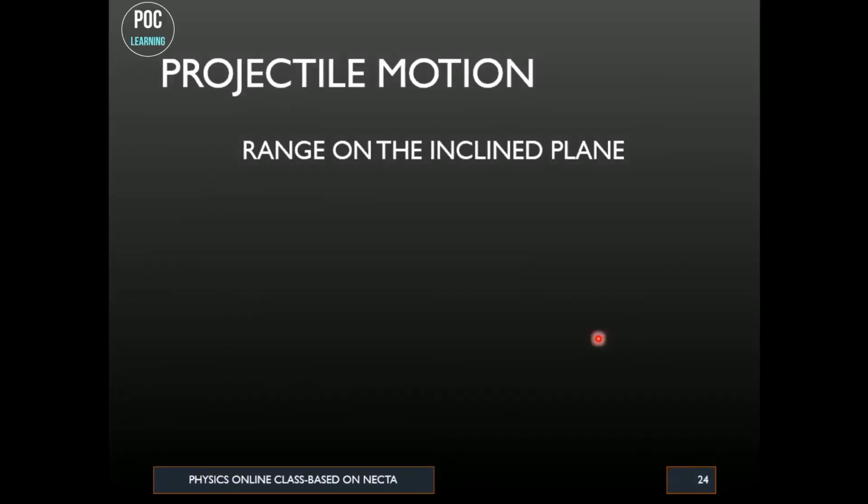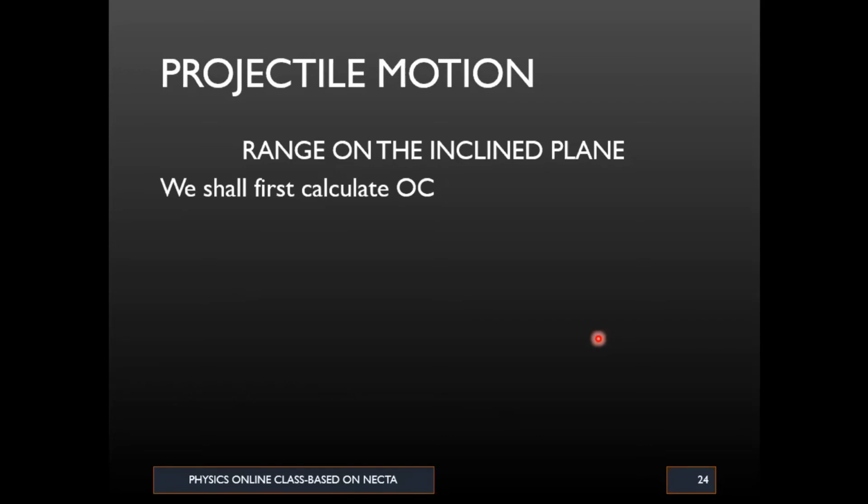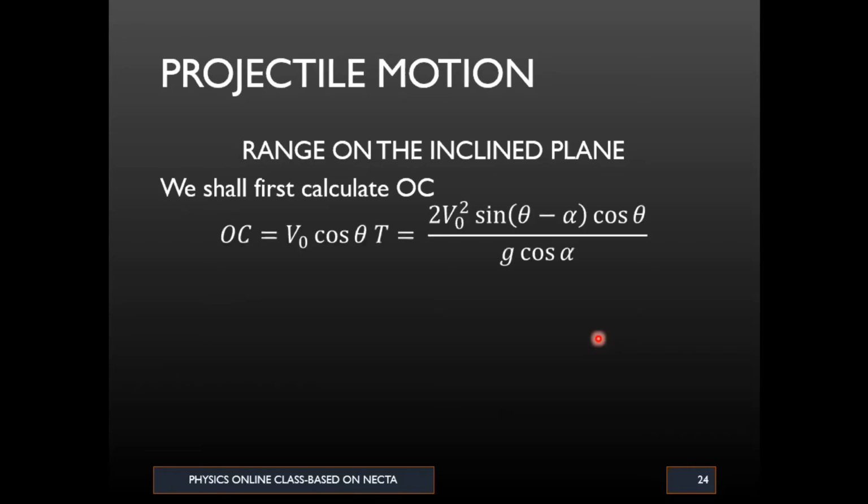Range on inclined plane. We are going to solve the range on inclined plane in two stages. The first stage, we shall first calculate OC from our diagram above, where OC will be given by V naught cos of theta times T. T is time of flight. Then we are going to substitute our time of flight times cos of theta divided by g cos of alpha.